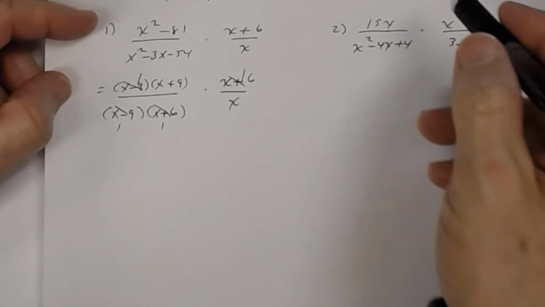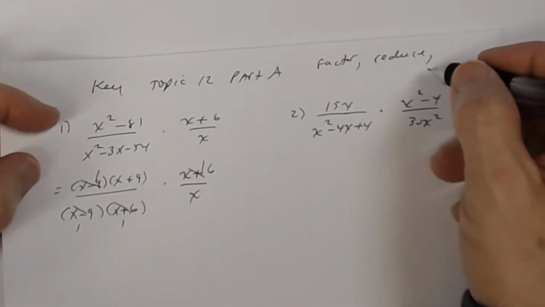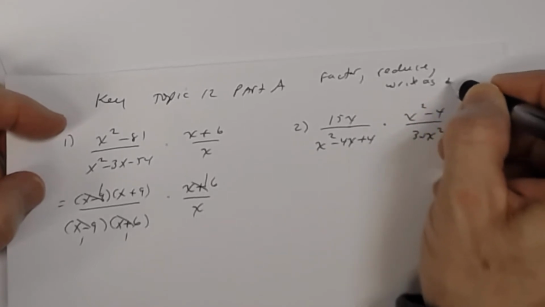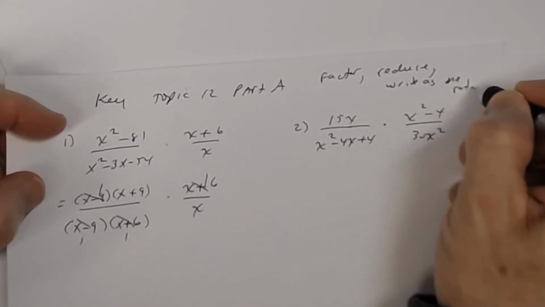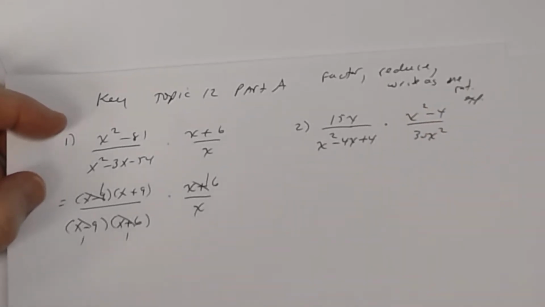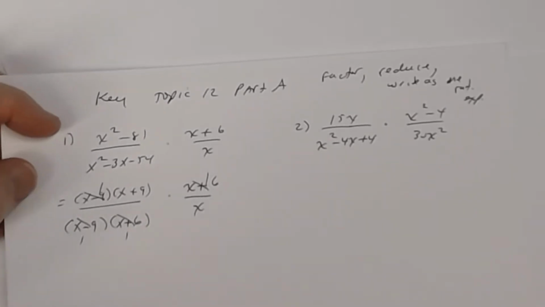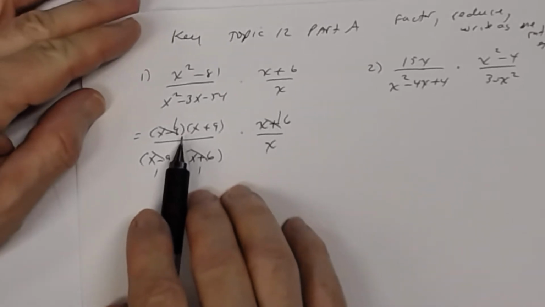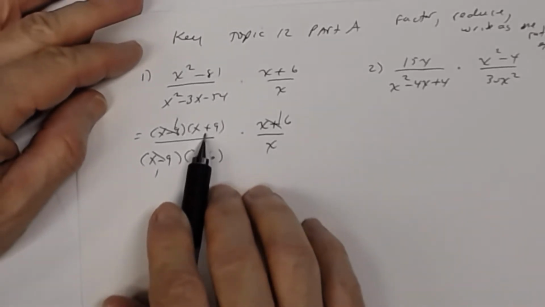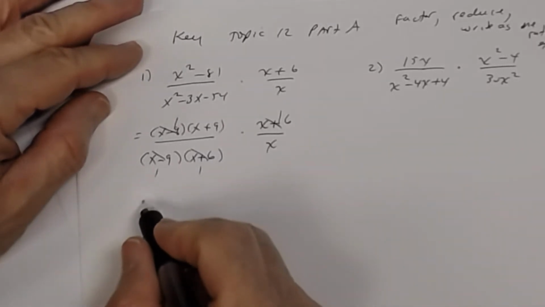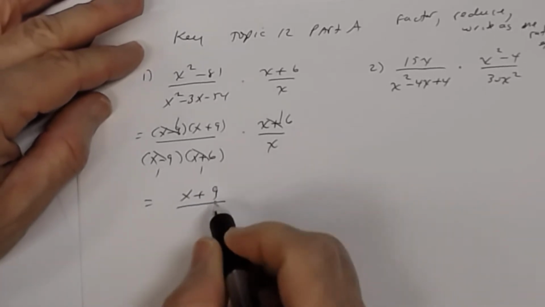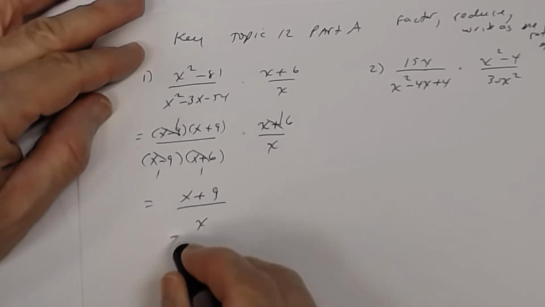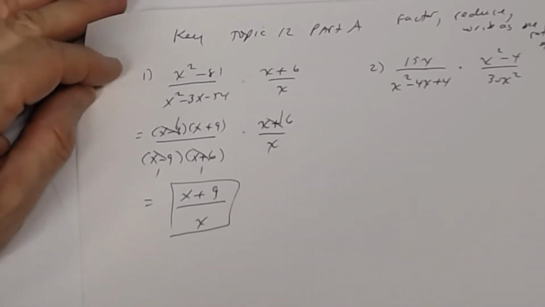All right, so reduce, and then the next step, since I'm multiplying, is to write as one rational expression. So in other words, multiply this out. So you're going to say this. You're going to say 1 times x plus 9 times 1 is x plus 9. 1 times x is x. And that's your answer. So that's number 1.